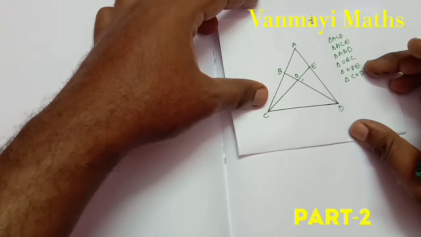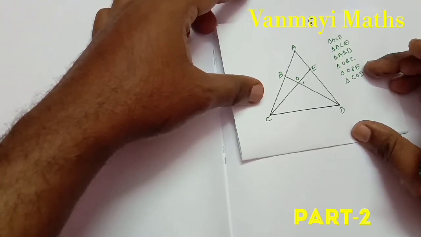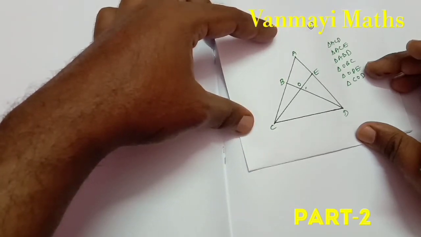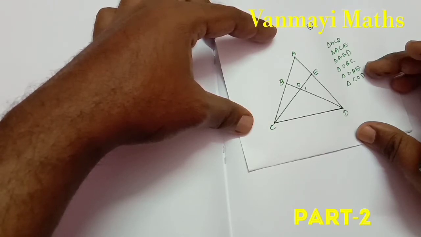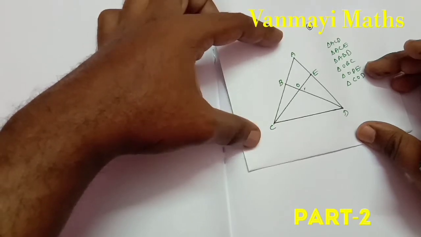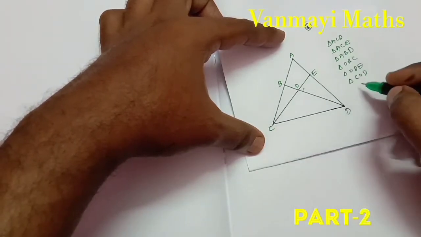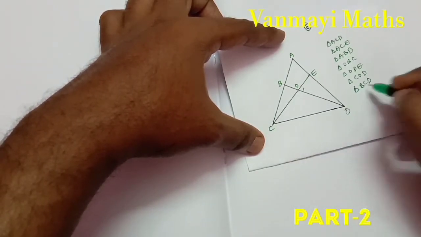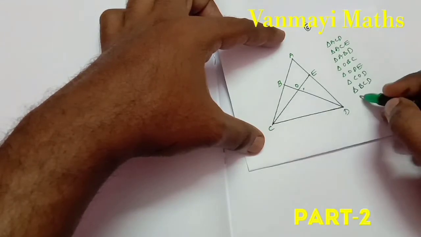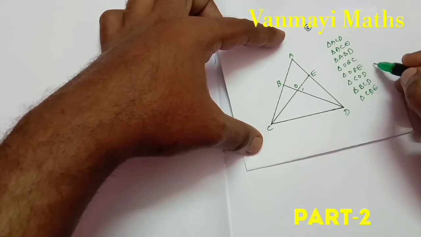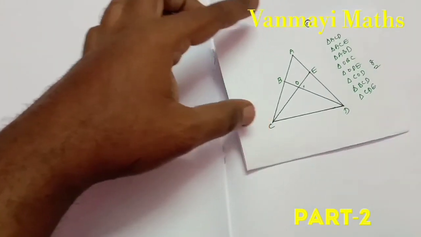Here, BCD. We didn't write BCD, so now I am writing. Observe BCD: with these 3 vertices also, one triangle is there, and CDE. So BCD is one possibility, and CDE. Now count: a total of 8 triangles are there. So this is the general method.